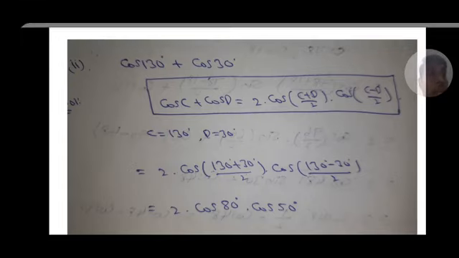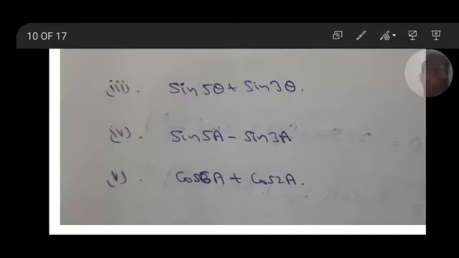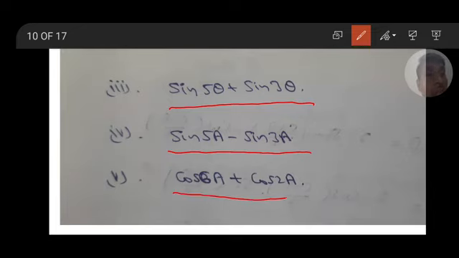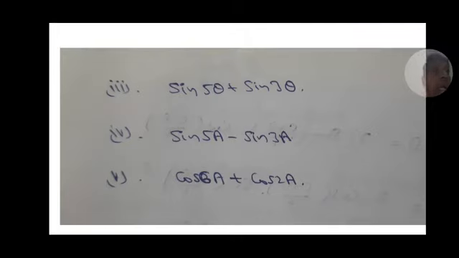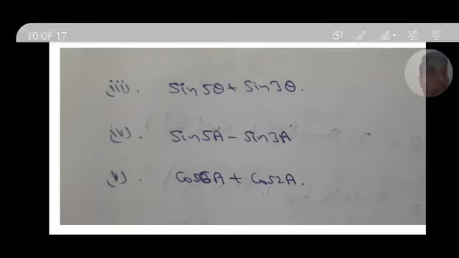Next, homework problems. Sin 5 theta plus sin 3 theta, it is the sin c plus sin d formula. Next, sin 5a minus sin 3a, it is the sin c minus sin d formula. Next, cos 6a plus cos 2a, it is the cos c plus cos d formula. Use the formulas and simplify. Next problem.